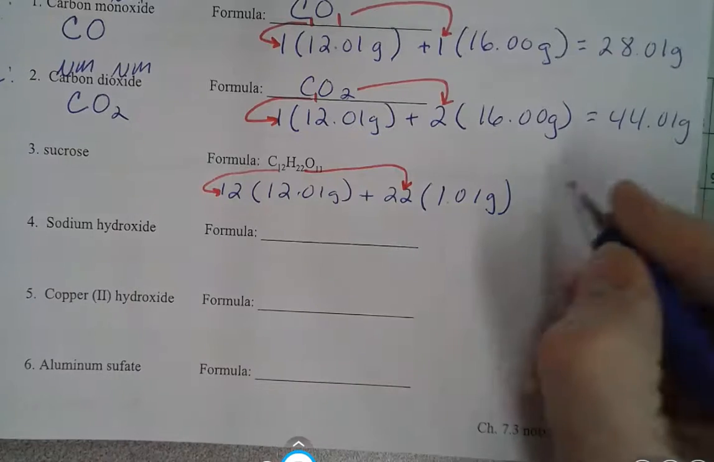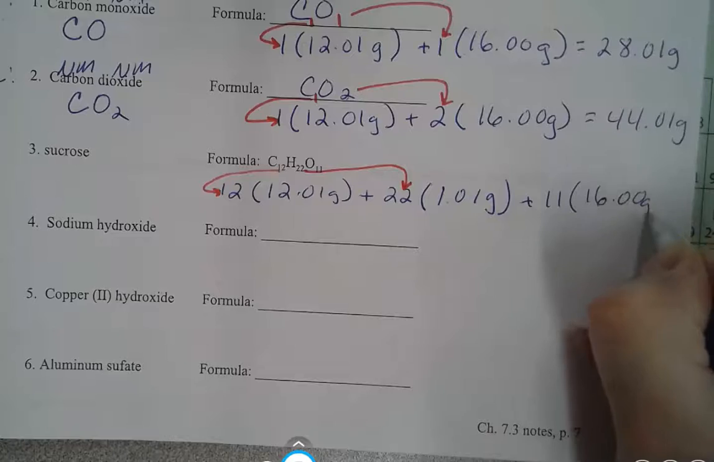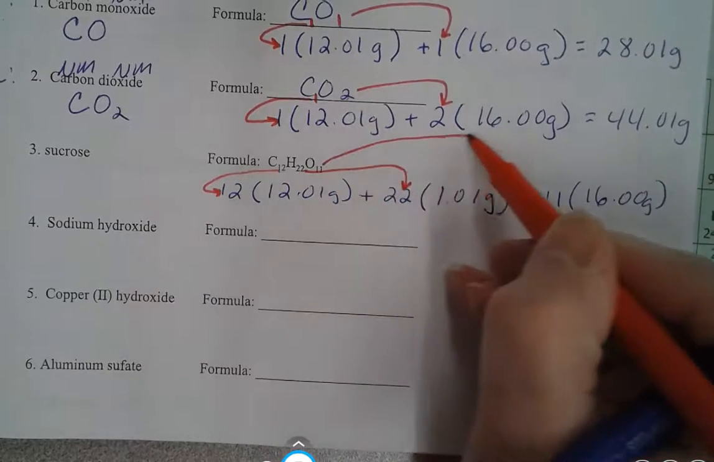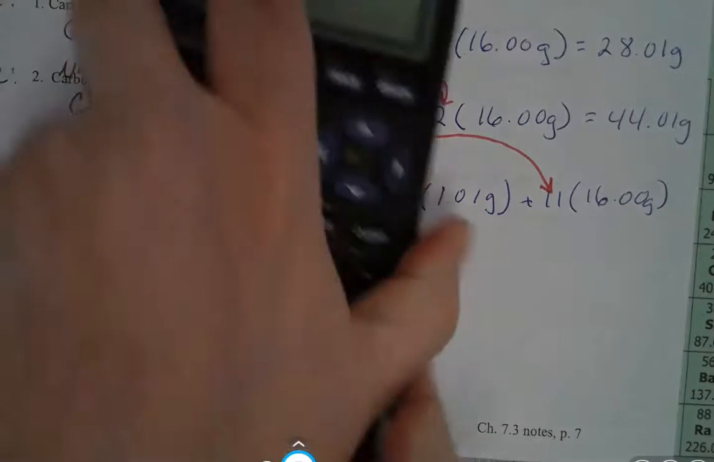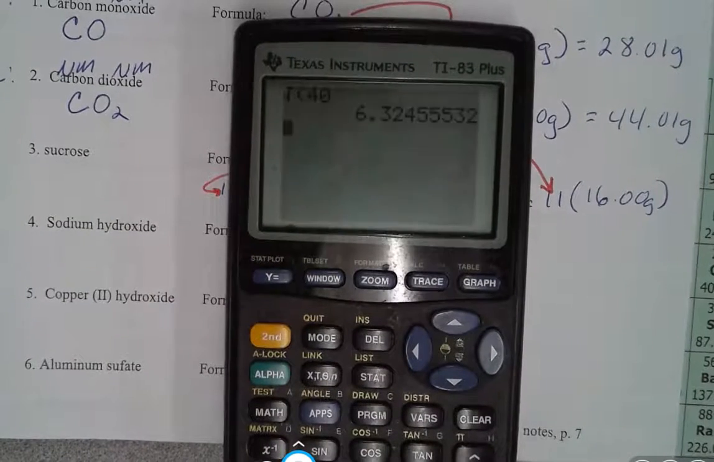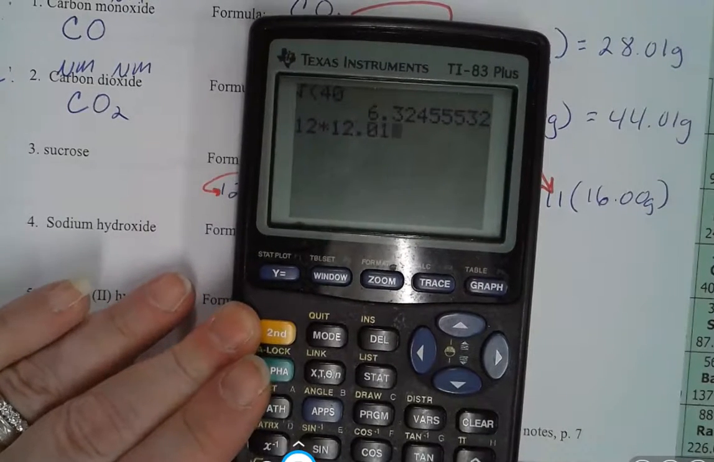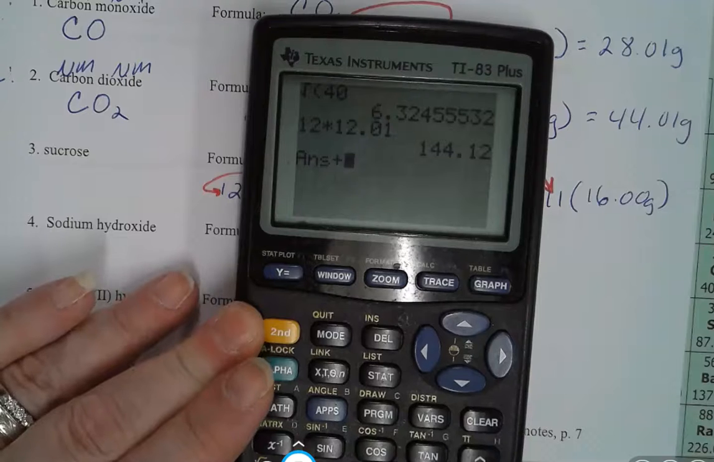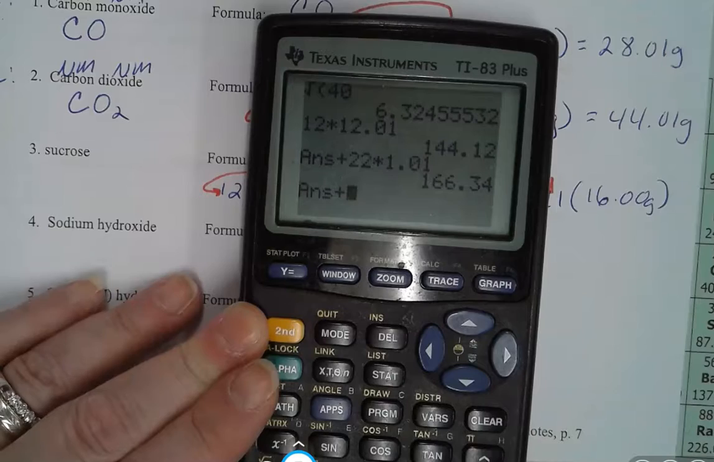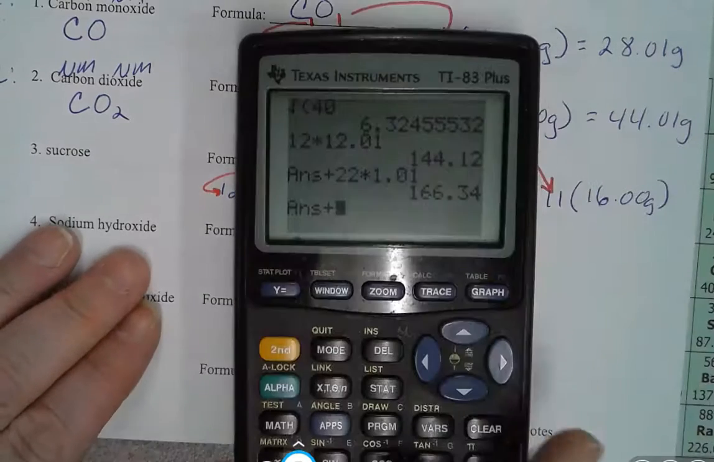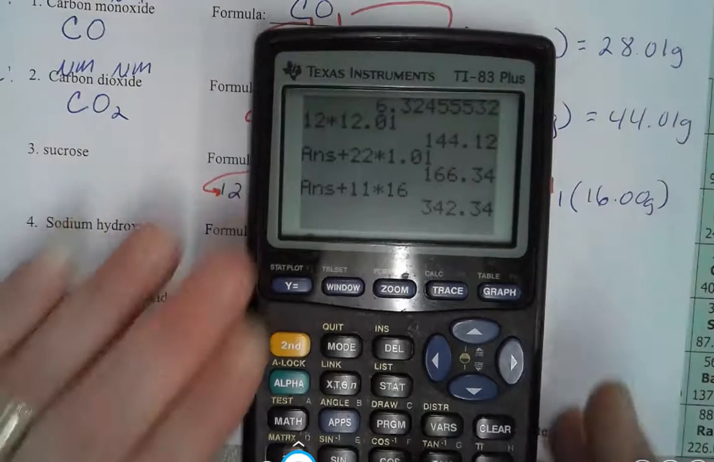Okay, and then what? I have 11 oxygens, and we already said oxygen was 16, right? And that's where the 11 goes, right there. So if I were to get out my calculator, I'm going to take 12 times 12.01 plus 22 times 1.01 plus 11 times 16, and I get 342.34.